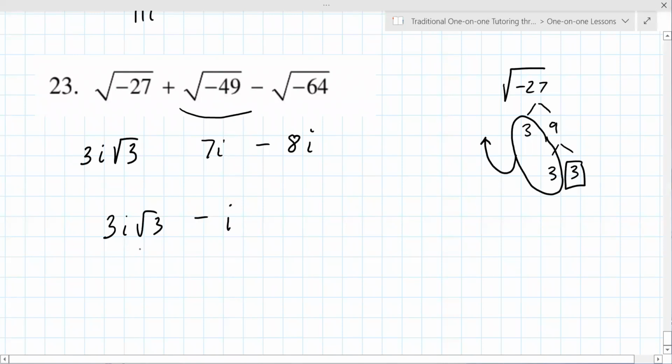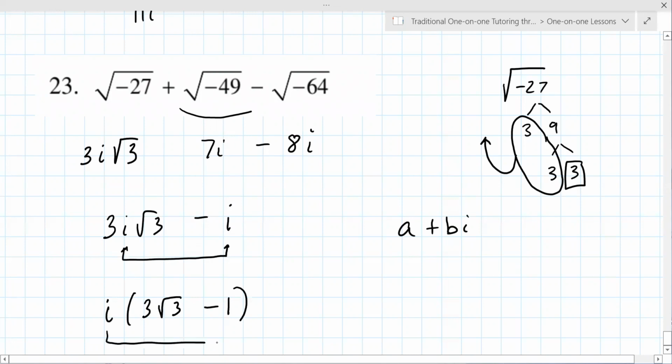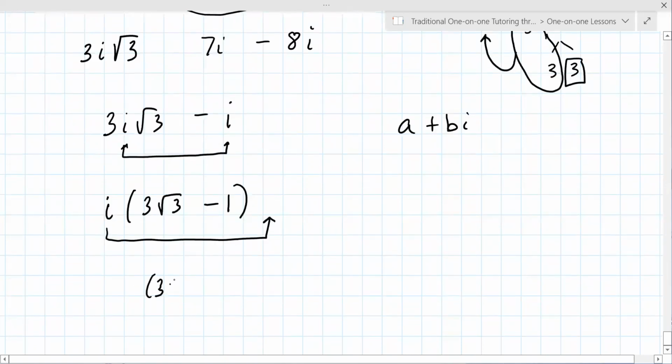Now this is where I think maybe this is something new. Your answer needs to be in this form a plus bi. So there's actually an i in both, so you want to factor that out: 3 square root 3 minus 1. But the i is supposed to go over here on the right side. Again, this seems like out of scope for your class, but this is probably what the instructor will want.